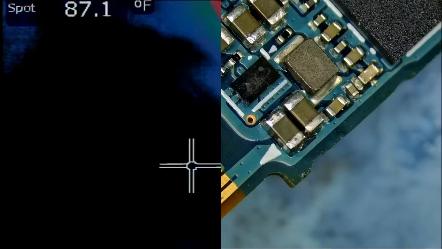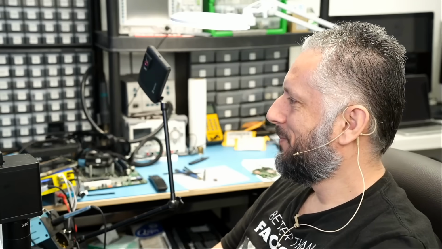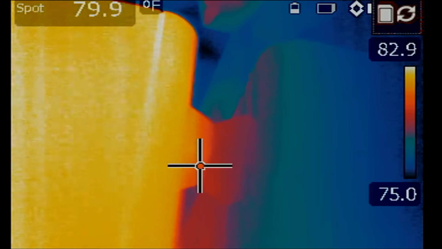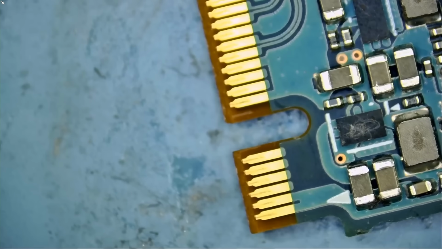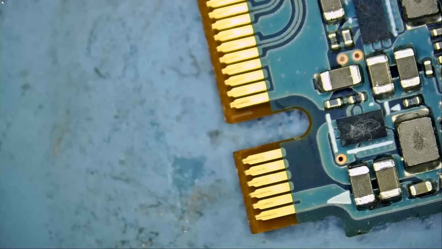Right there, the chip. The chip is what is shorting to ground. What is that chip? 2LZ. The good news is the customer did provide us with another drive.